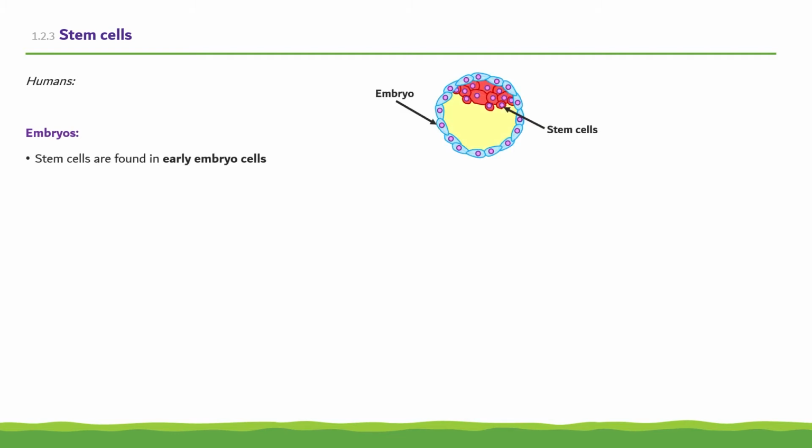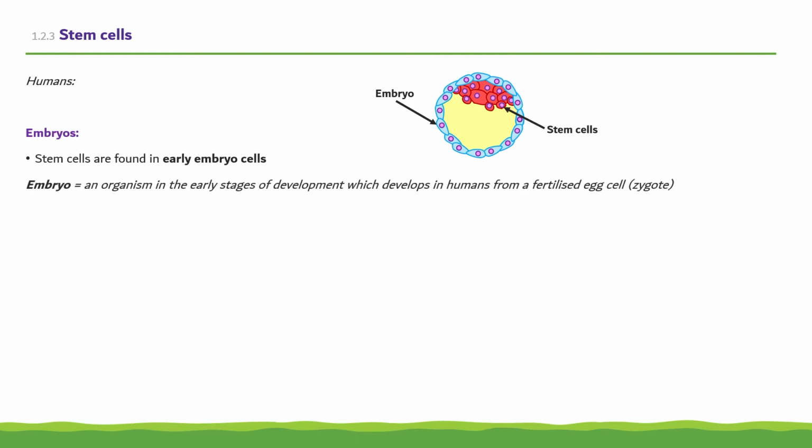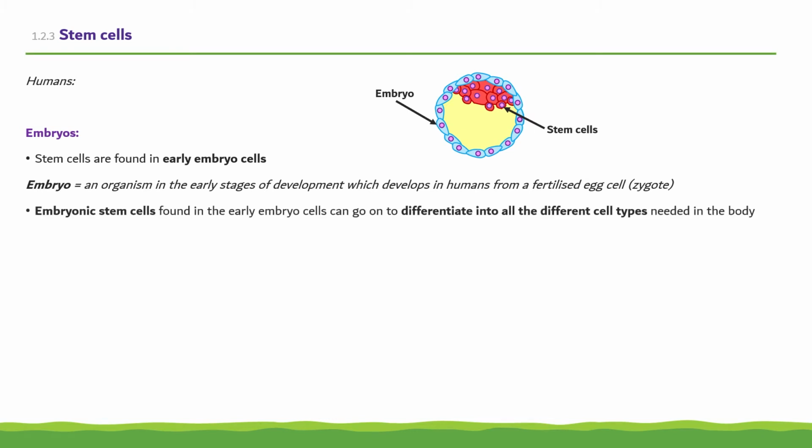Stem cells can be found in humans. In embryos, stem cells can be found within early embryo cells. To recap, an embryo is an organism in the early stages of development which develops in humans from a fertilized egg cell, or zygote. The embryonic stem cells found within the early embryo cells can go on to differentiate into all the different cell types needed in the body.